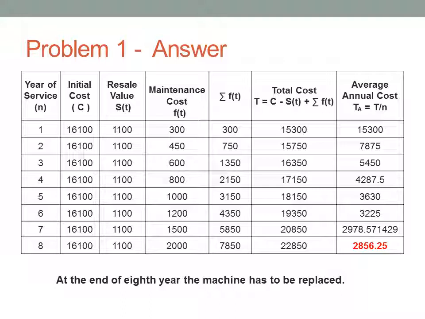After finding that, we need to find the minimum average annual cost. If you see here, from the first year the cost gets reduced on a yearly basis, and the minimum value is at the 8th year. So the answer is that at the end of the 8th year, the machine has to be replaced. This is the minimum value of average annual cost. At that particular year, we have to replace the machine.